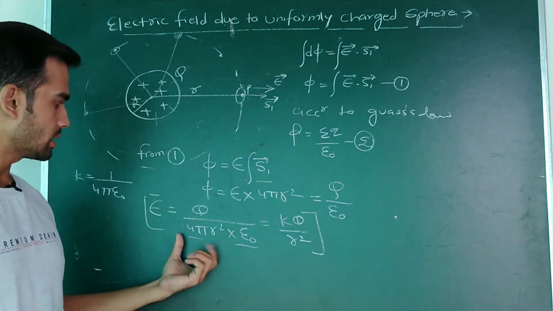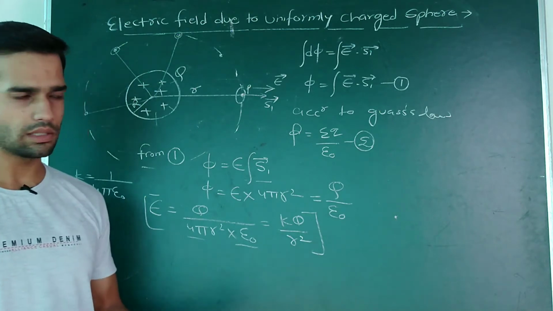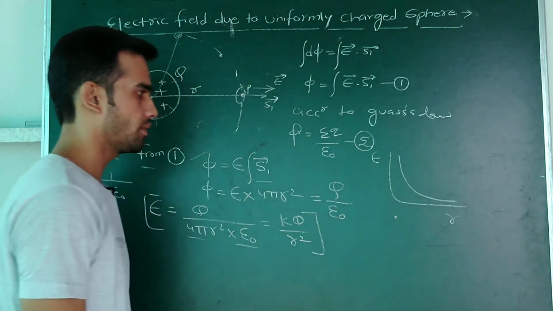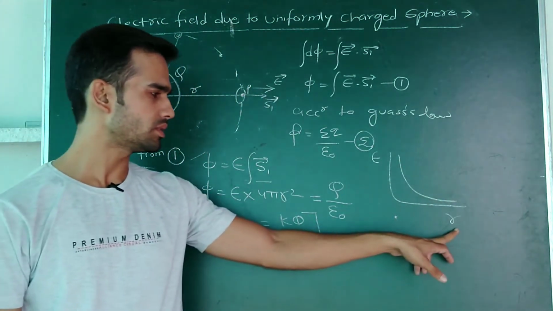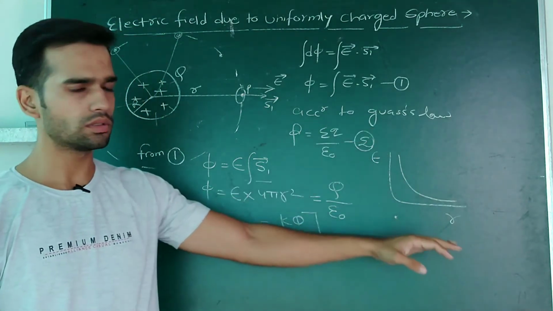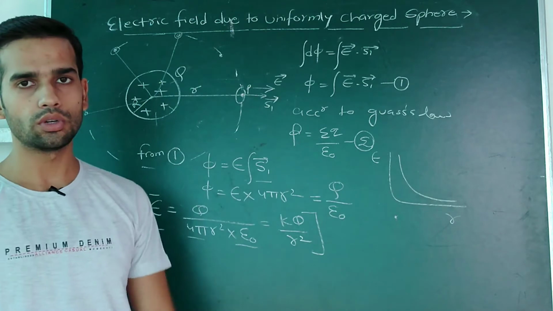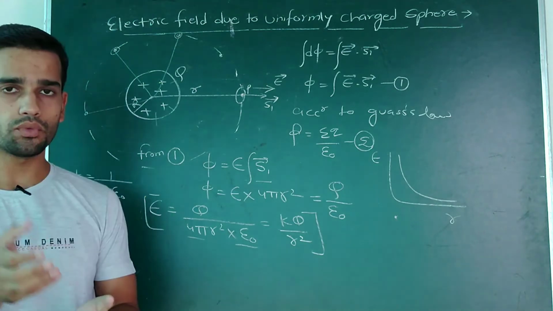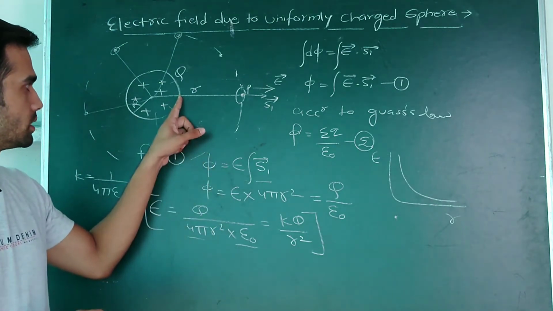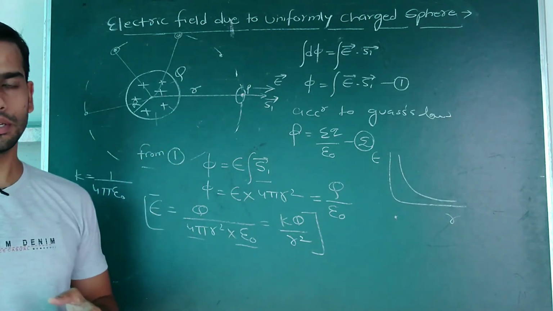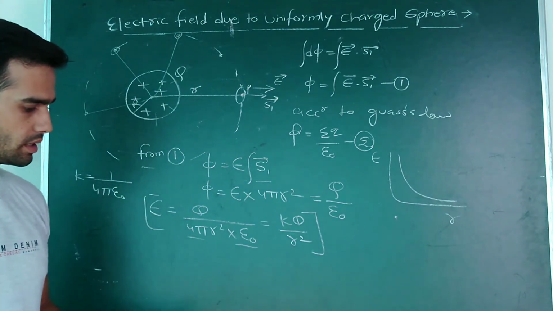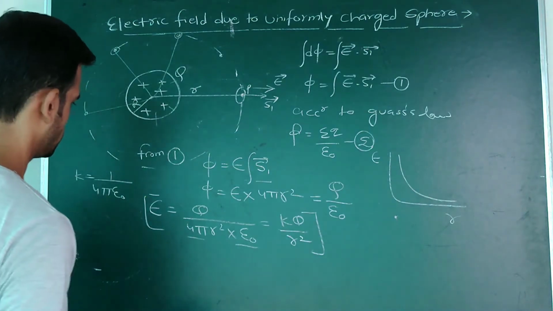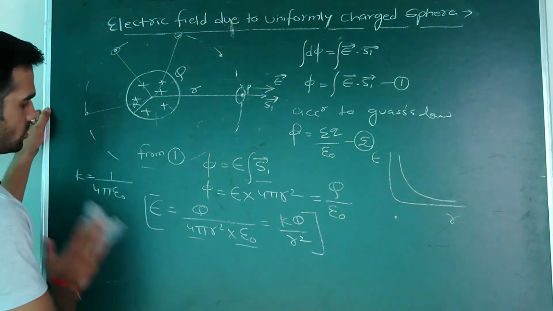Okay, and in this case the electric field varies according to distance. If we draw a graph between distance and electric field, then we will get a graph something like this. When we increase the distance from the center of a sphere, the electric field decreases with increasing distance from the center of the sphere. Okay, if we want to calculate the electric field at the surface or inside the sphere, then what will be the procedure? We will see this procedure in the next part.